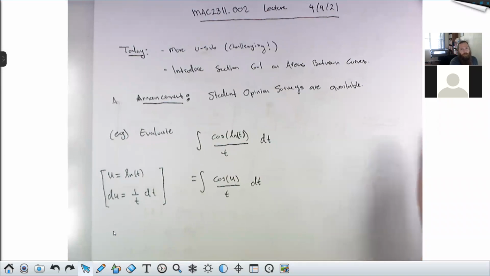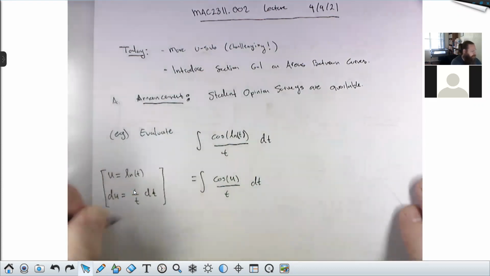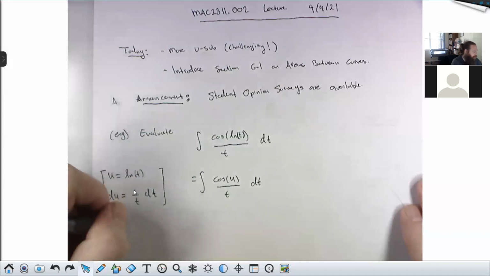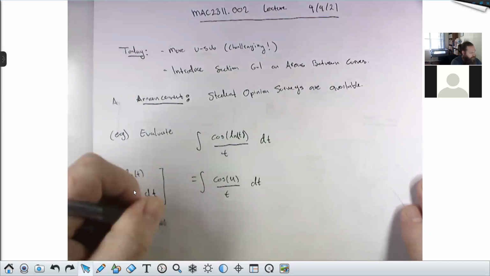All right, what would be my next move? Cancel out the t's. Yeah, I need to do something with this t here. And the main thing is replacing this dt by its equivalent du expression, right? So there's a handful of ways to do that. I think the way that most people are comfiest with is coming back here and solving this for dt. So if I solve this expression for dt, I do that by multiplying both sides by t. I get t du is equal to dt.